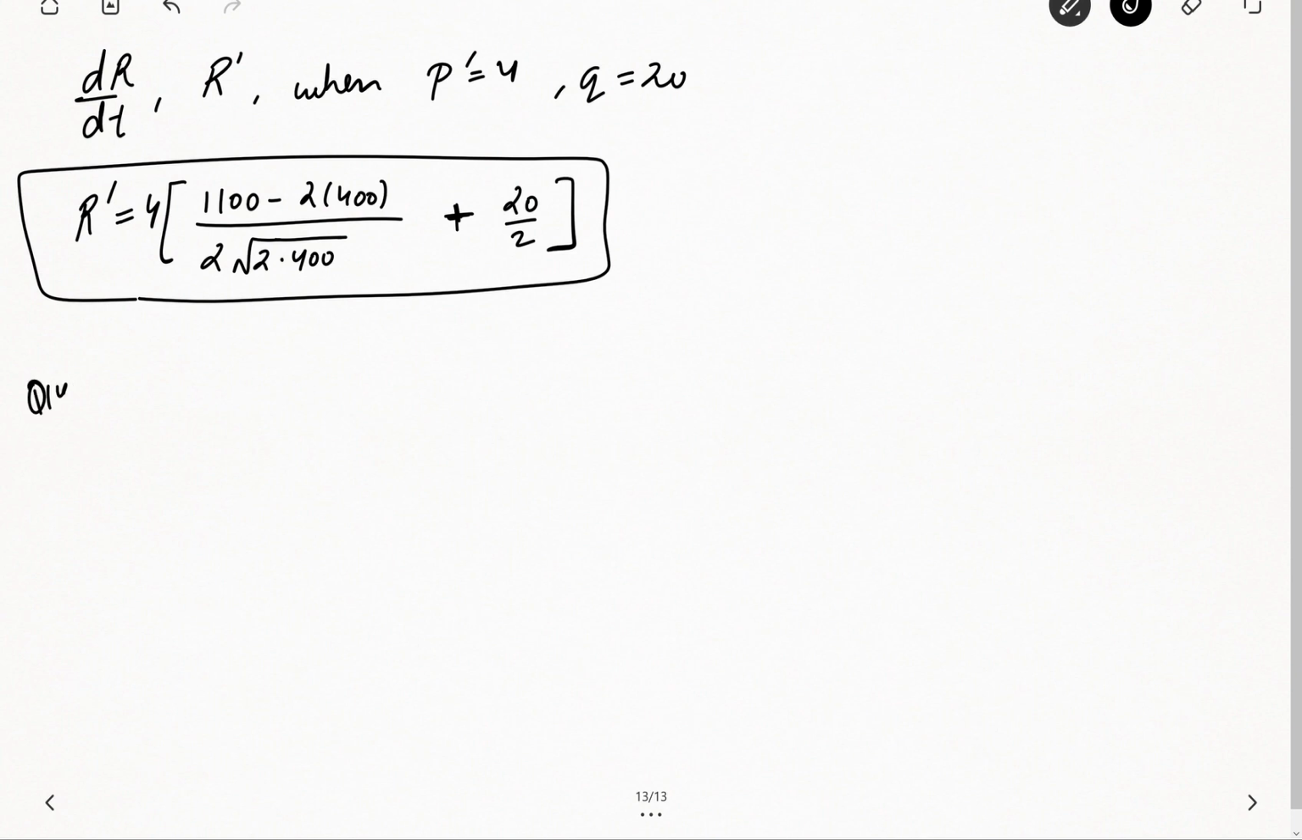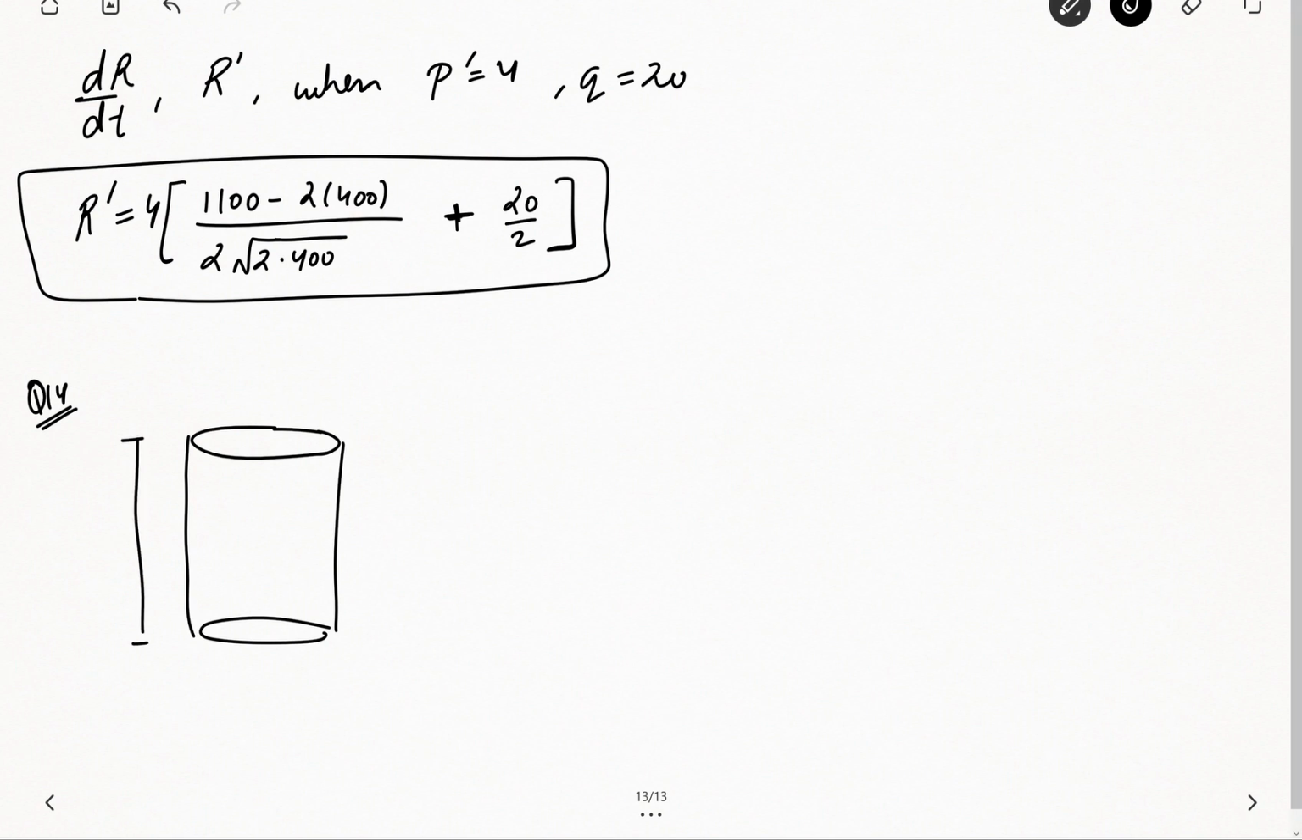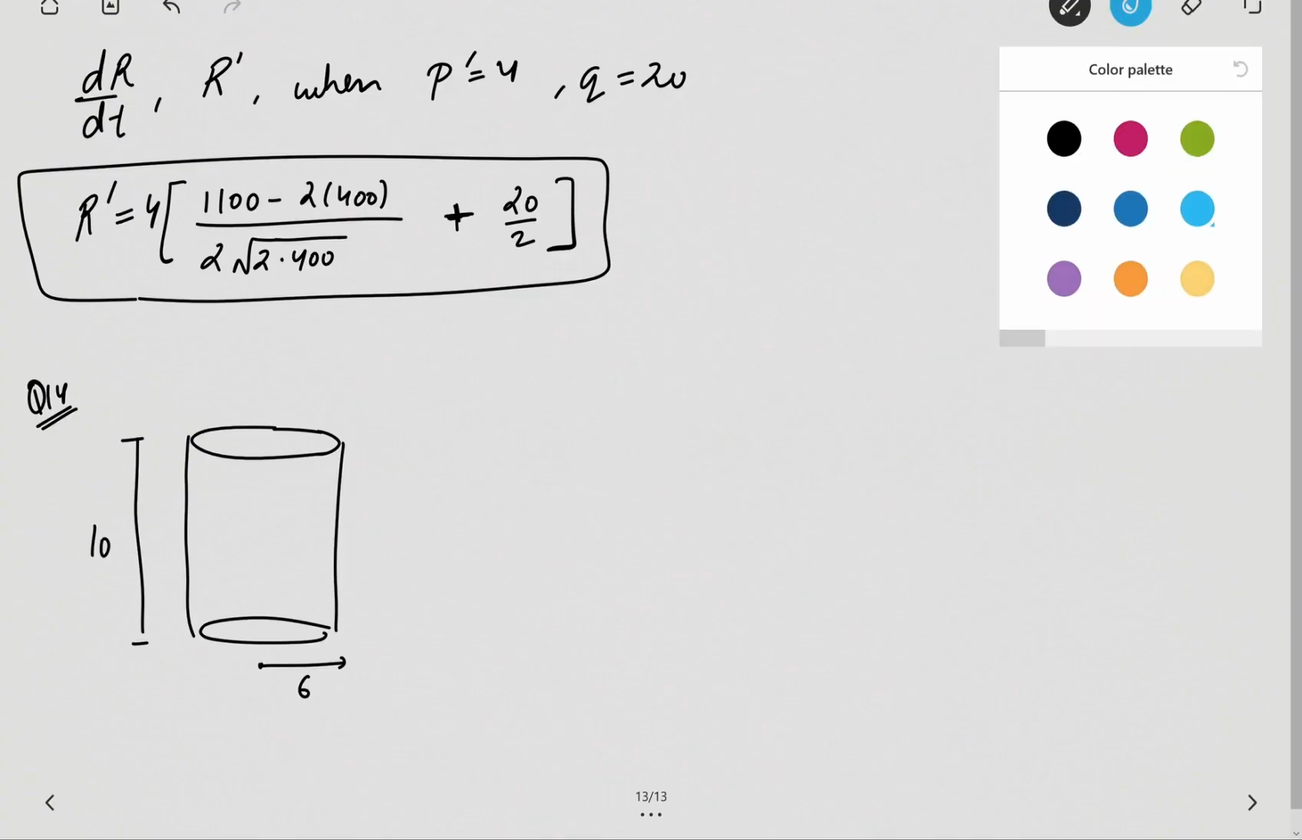The last question is problem 14. So you have a water that's being poured into a swimming pool as a right circle cylinder at a constant rate. So you have a cylinder in which you're pouring in some water. The pool has a radius of 6 feet and a height of 10 feet. This is given out to be 10 feet. This radius is 6 feet. And then what is the rate of change of the height of the water when the pool depth is 8 feet? So let's try to fill in some water here.